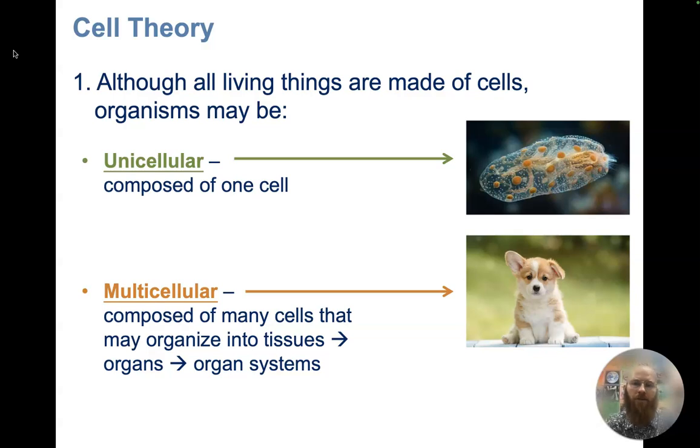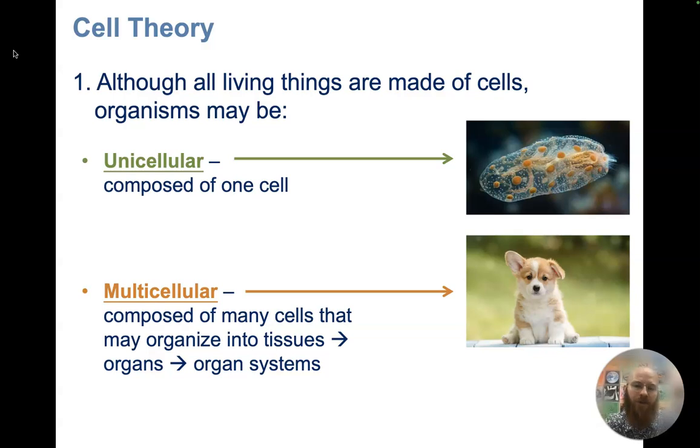And although living things are made up of cells, there's two ways that we can classify these organisms. We can classify them based on whether they have only one cell or whether they have multiple. So organisms can be unicellular, so single cell, composed of only one cell. There's an arrow pointing to an example there that is a single-celled organism like a bacteria.